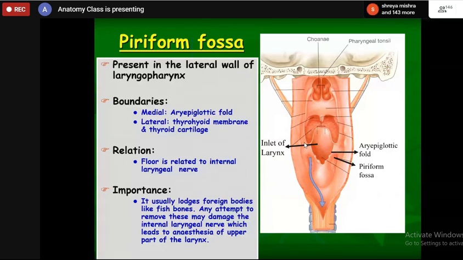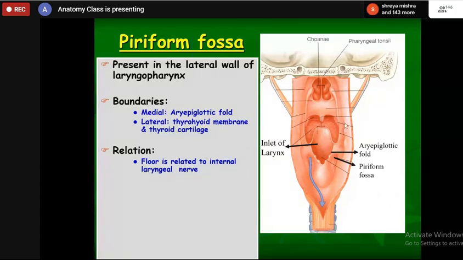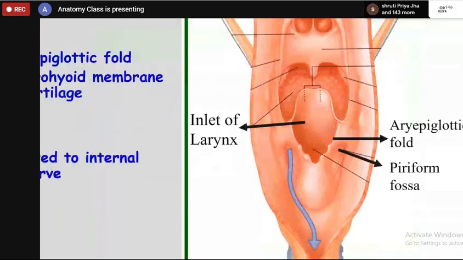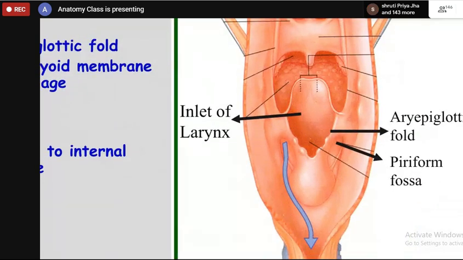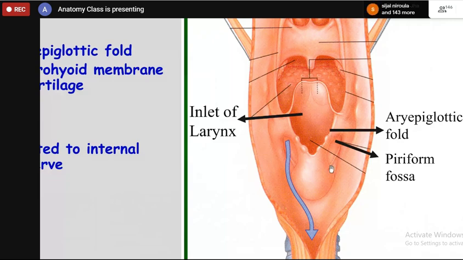Now can you see some fold over here? This is the fold. Now this one is the internal laryngeal nerve. Inside this one we have the internal laryngeal nerve. So the floor is mainly related with the internal laryngeal nerve.